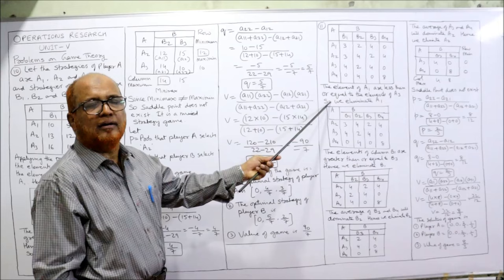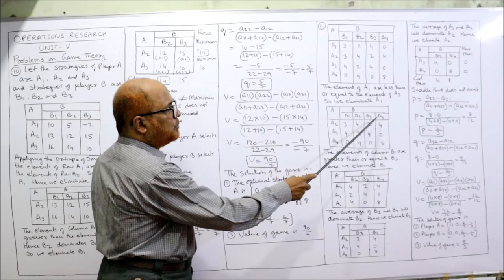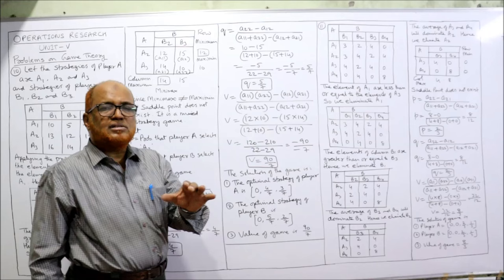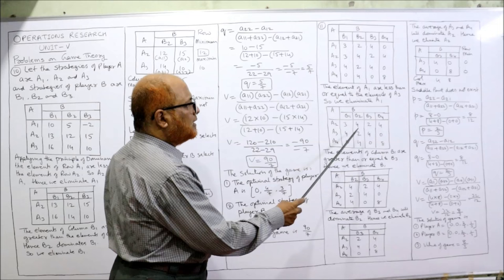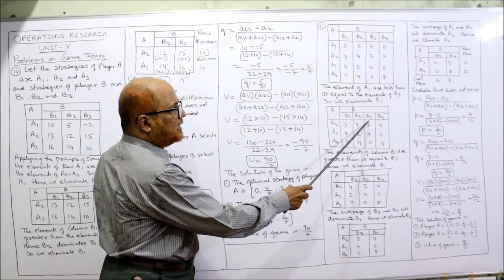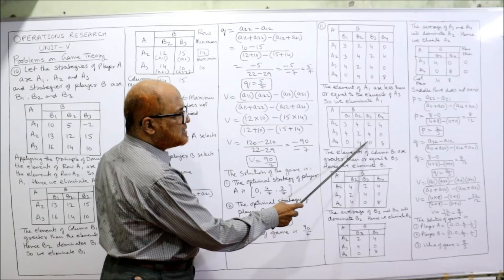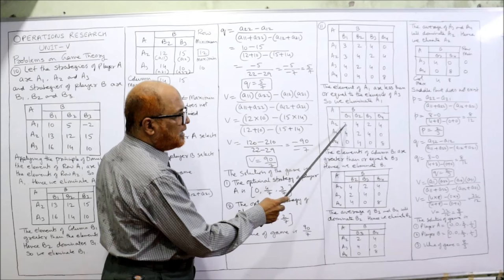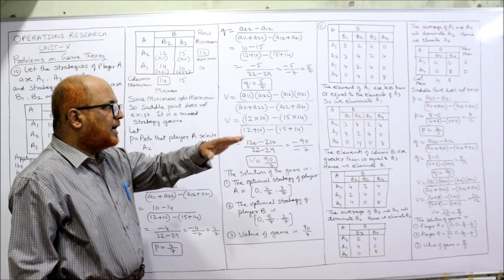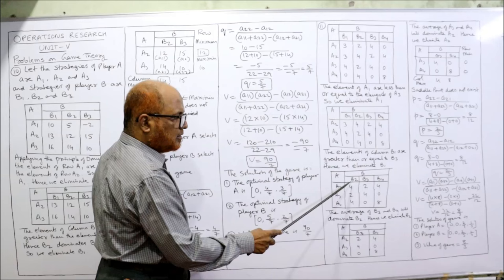Three rows, and the columns are B1, B2, B3, B4. Now we compare the columns. In columns, we keep the minimum and eliminate the maximum. Comparing B3 and B1: 2, 3, where 3 is more; 4, 4 equal; 0, 0 equal. That means the elements of B1 are greater than or equal to the elements of B3. That means B3 dominates B1, so B1 will get eliminated. Hence, eliminate B1. So we have A2, A3, A4, B2, B3, B4.